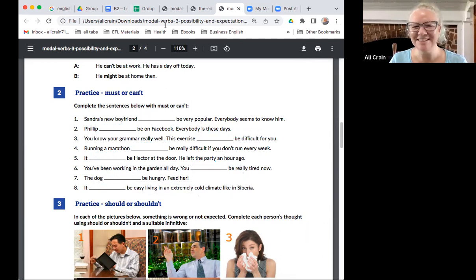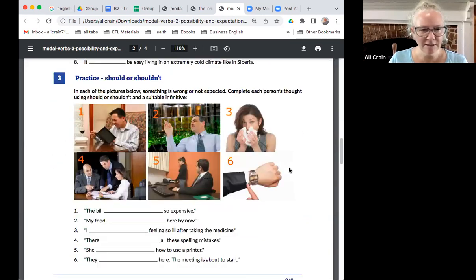All right, perfect. So now we're going to look at should and shouldn't. We have some pictures and some thoughts that they might be having, so they correspond with one another. In number 1, in this picture he's talking about the bill being expensive. So would we say should or shouldn't? Shouldn't, yes. All right, and Valeria, number 2.